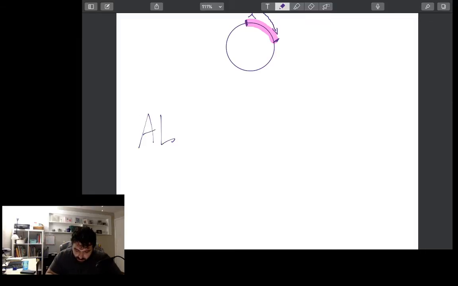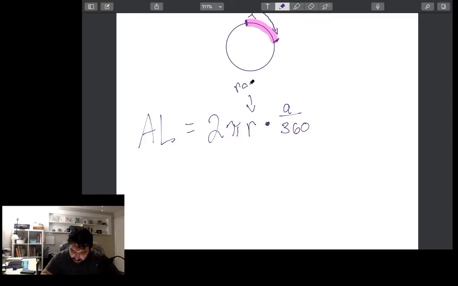So arc length works like this. 2 times pi times the radius times a new idea, A over 360. We already know what R is. R is, of course, our radius. So we'll need to have that.